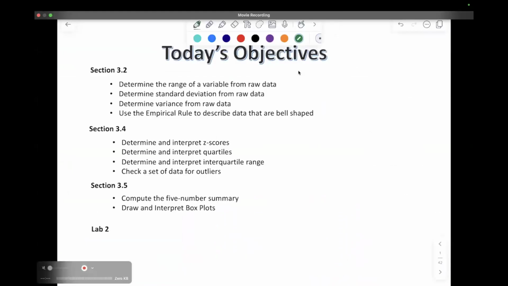All right. So section 3.4, we're going to talk about what z-scores are. We will interpret them. Z-scores are also super important. We're going to talk about quartiles, talk about interquartile range. We're going to talk about outliers, 5-number summaries. We're going to draw some box plots, and then we're going to go over lab 2. Lab 2 only works in Excel. Just letting you know.